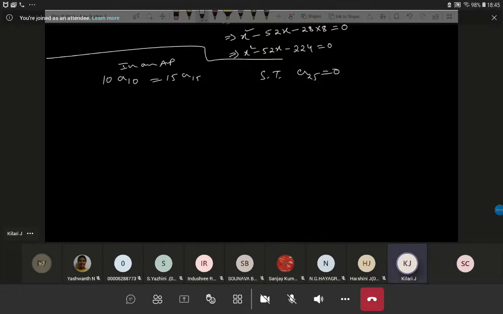Yes, all of you observe this question here. In an AP, 10 times of 10th term. Generally, we represent the 10th term with A10, nth term with An. So, 10 times of 10th term can be written as 10 into A10.